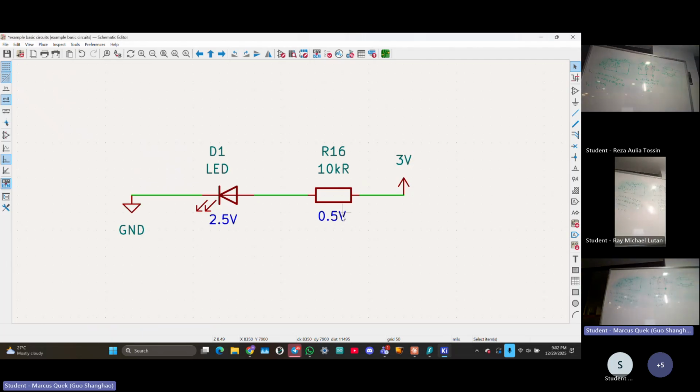I have LEDs and stuff here. Whenever you have an LED, where are the LEDs? Okay, an LED has a long and a short leg. Long is positive. So the long leg is positive.